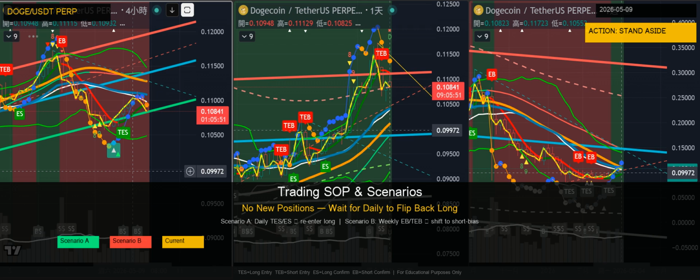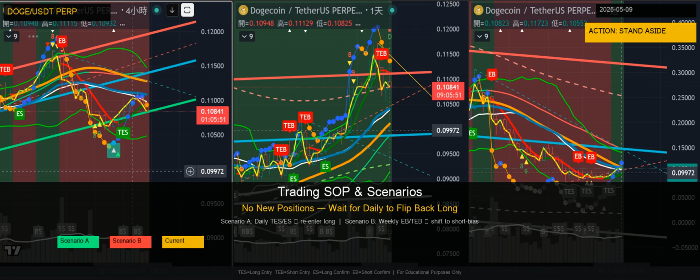If you are holding a short position, the daily TEB is in your favor. However, the weekly TS cluster is still valid, which means you are shorting against a macro long recovery. This is a counter-trend short. Keep it small and do not be greedy. If the 4-hour prints an ES signal, that is your stop loss. Exit the short immediately. Do not hold a short through a 4-hour ES in a weekly long structure.